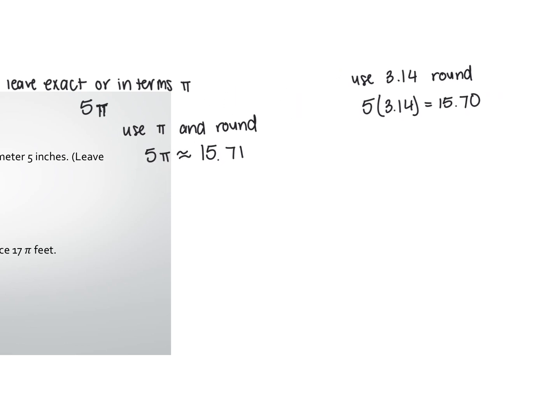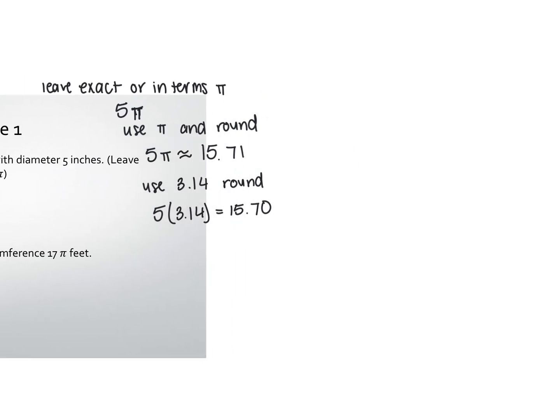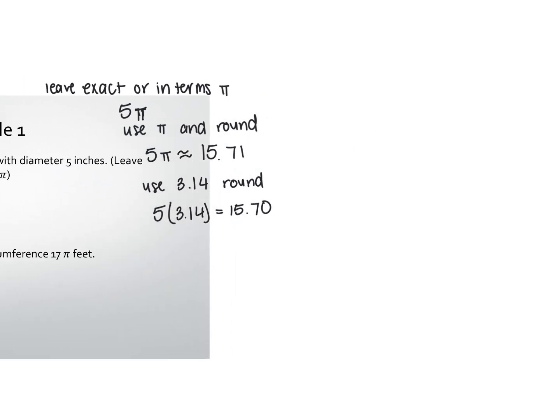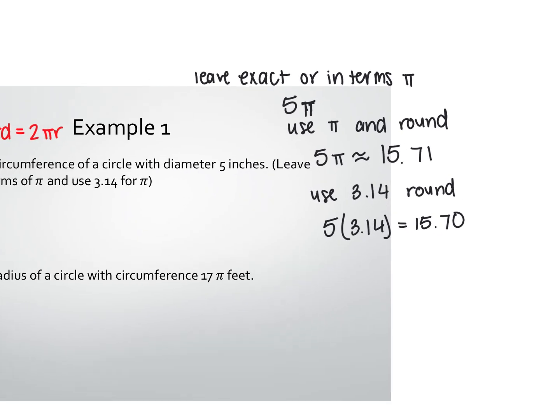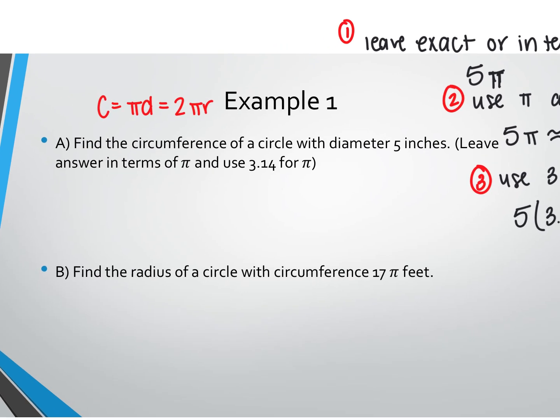Let me not put it so close. Okay, so I have 1, I have 2, and I have 3 different ways that they can ask me for an answer. Any questions on that? I feel like that's also where people got confused, depending on how they're asking the question. So let's go back to A.